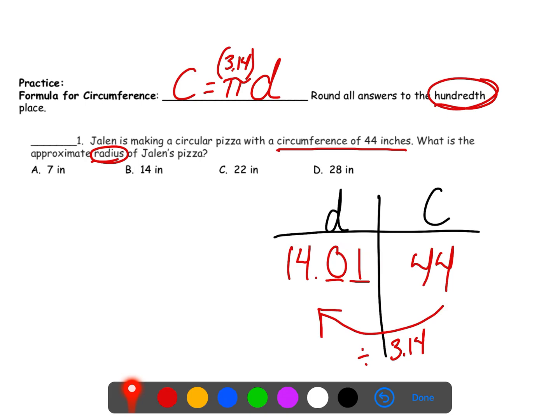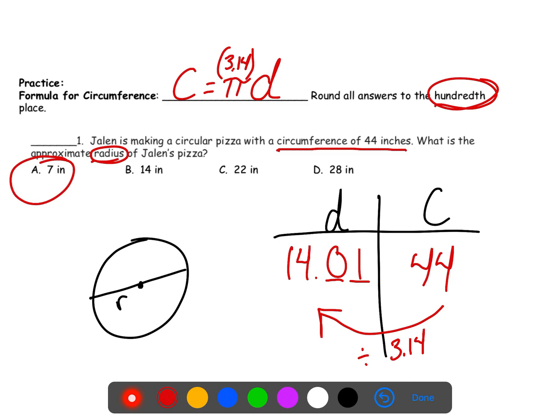Now, remember, that's diameter. Diameter goes all the way across the circle. So my diameter here goes all the way across. My radius is only from the center to the outside edge. It's half of the diameter. So if my diameter is about 14, then my radius is about half of that. It would be 7 inches.